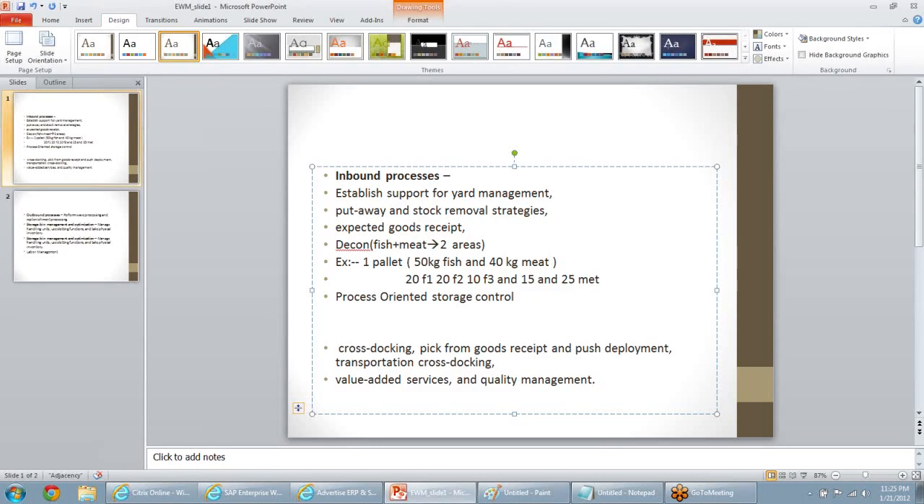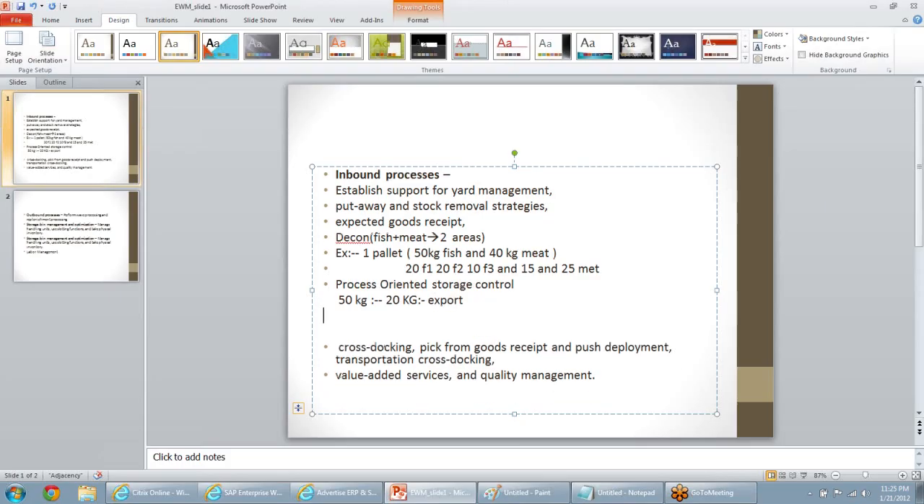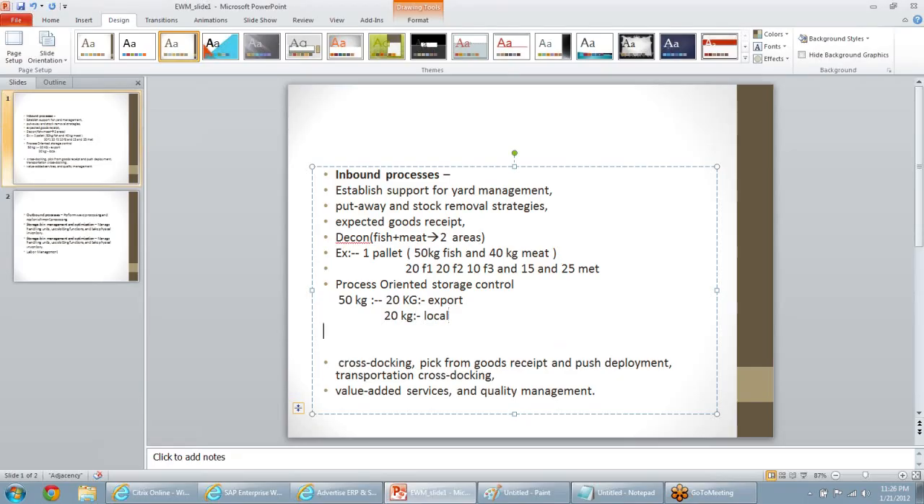Suppose you get fish into your warehouse, do you store it directly or do you do some treatment and then store it? No, store it directly. Okay, it depends on the scenario. Let us take this example: I got 50 kg of fish as an inbound from one of the vendors. I want 20 kg for export, another 20 kg as local, and 10 kg for immediate. This is the way my business has the outbound also.